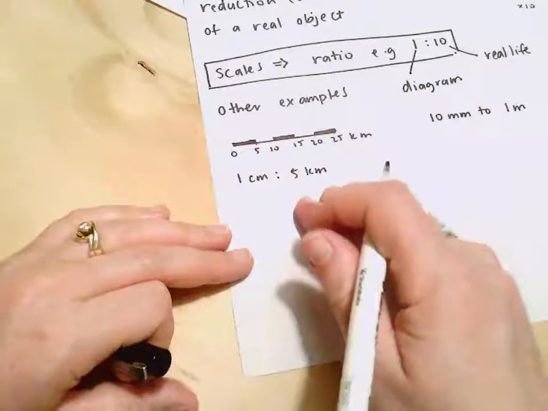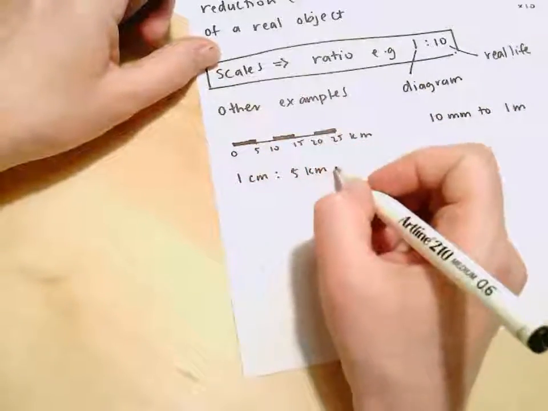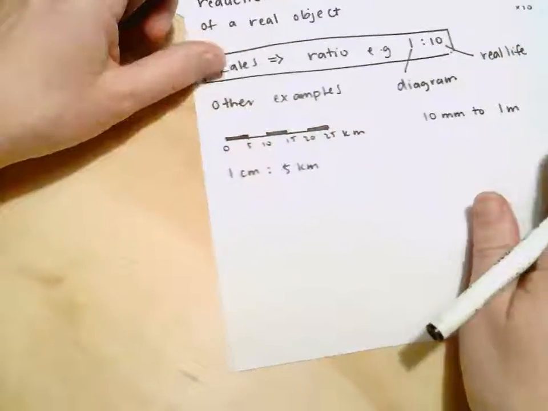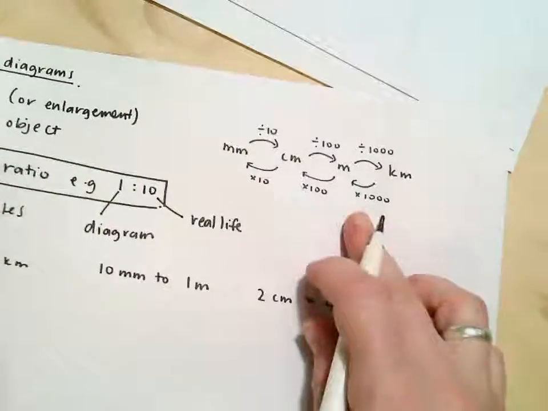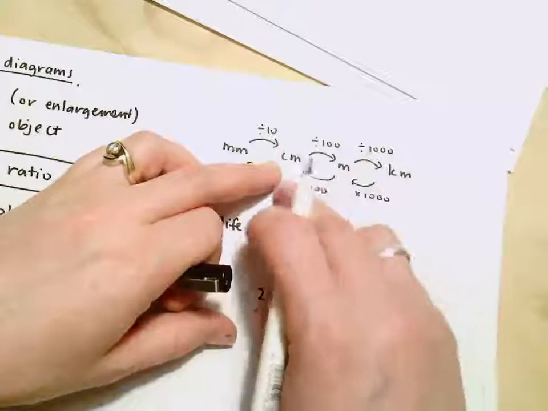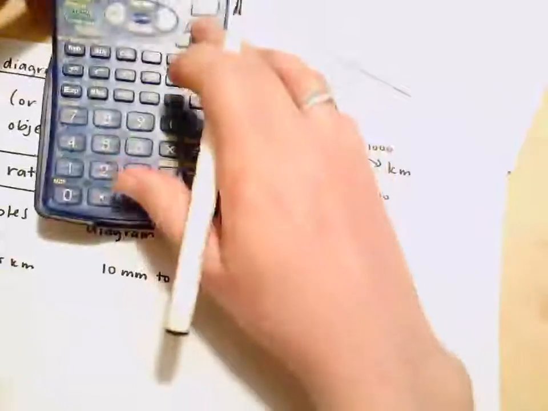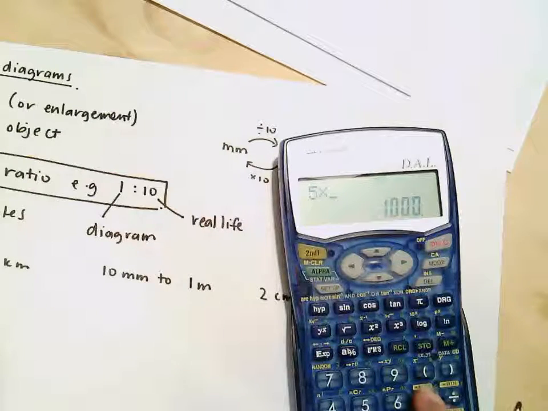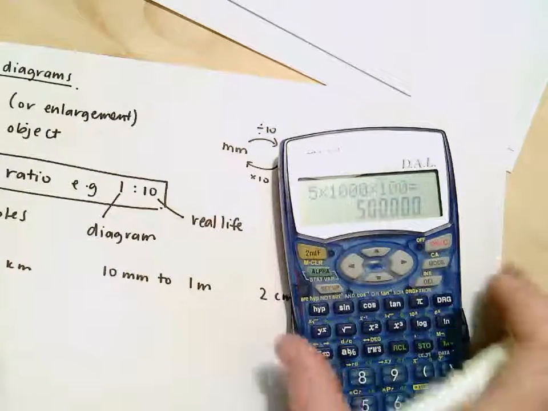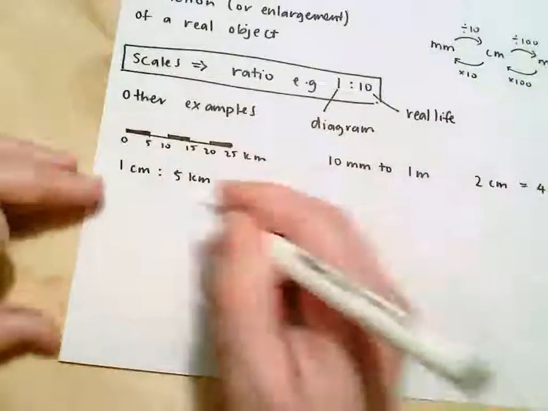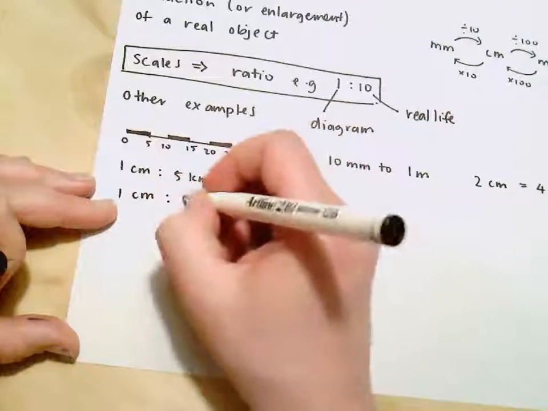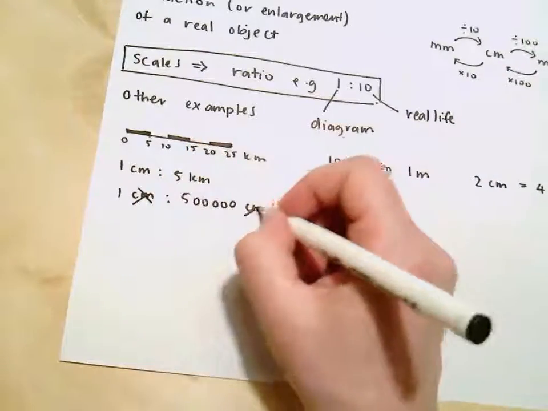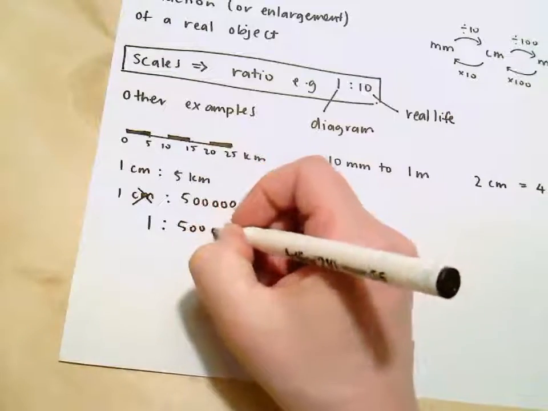Now, that's okay as a ratio, but to give it as a proper ratio, I need to have no units, which means I need to convert these two units to be the same. To do that, I'd turn kilometres into centimetres. Just a reminder how to do that conversion: I need to times by 1,000 and times by 100. So I'd take my 5 kilometres and times that by 1,000 to turn it into metres, and then by 100 to turn it into centimetres. So here I can say that 1 centimetre is the same as 500,000 centimetres. And once I have those as the same units, I just get rid of them. So my scale here is 1:500,000.